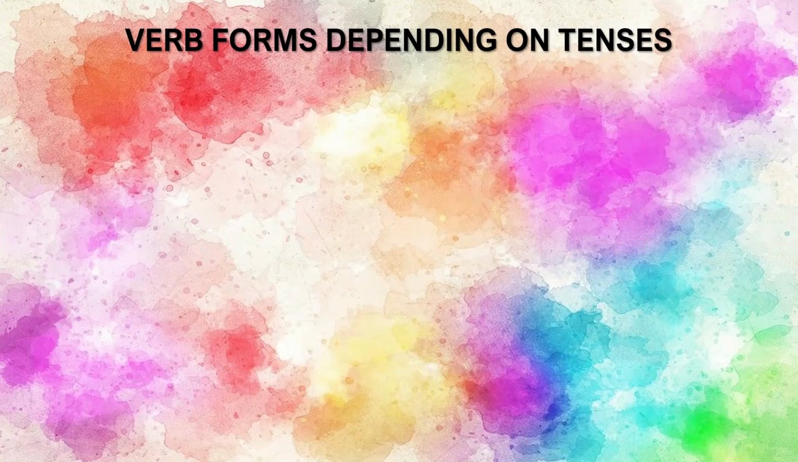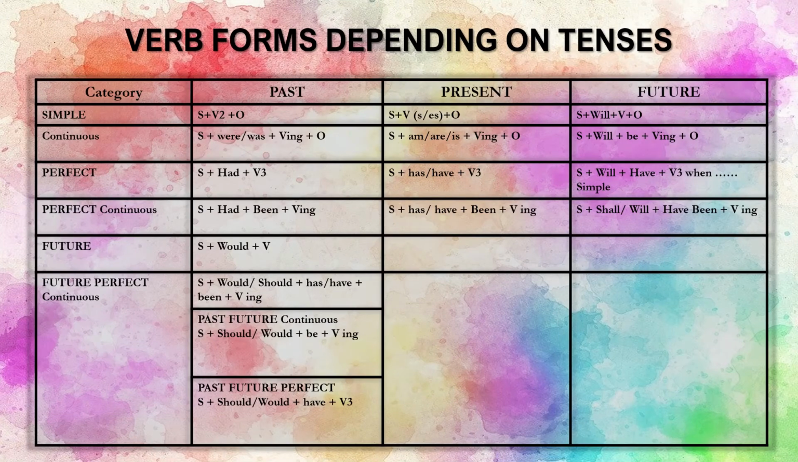And the next one, the verb forms depending on tenses. Tenses mean the time marker. Tenses or the time marker. So in English, the time is divided into three parts: the past, the present, and the future. And the verb is placed and the verb forms depends on the tenses.